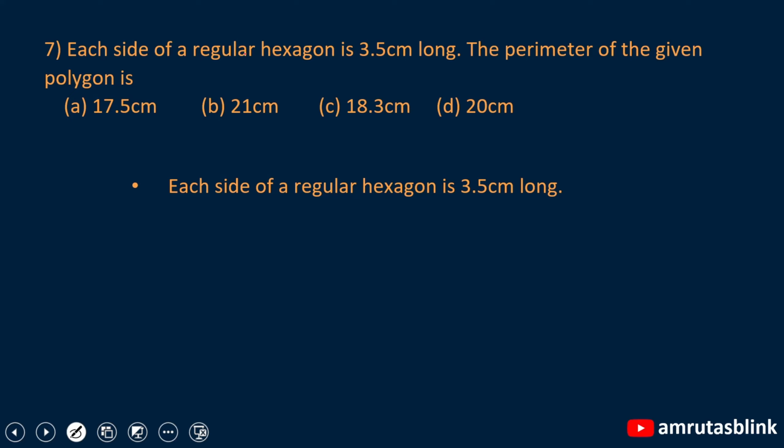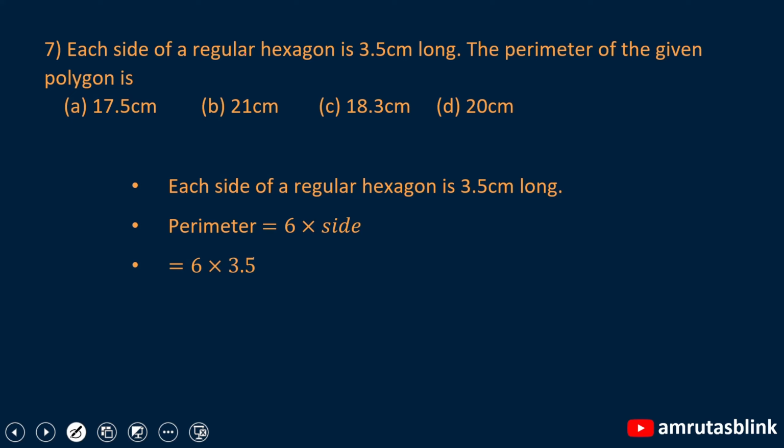What we mean by a regular hexagon is that each side of that hexagon will be of the same measure. Hence we can say that each side of this regular hexagon will be 3.5 centimeter long. To obtain the perimeter of any figure, we just need to add the lengths of all the sides. Here it has 6 sides, so the perimeter of this regular hexagon will be 6 into side, that is 6 into 3.5.